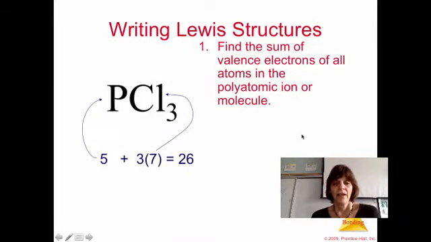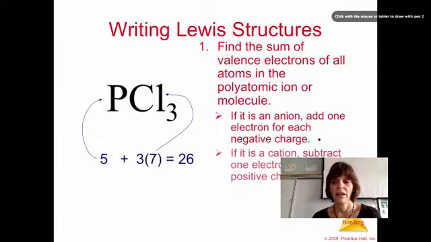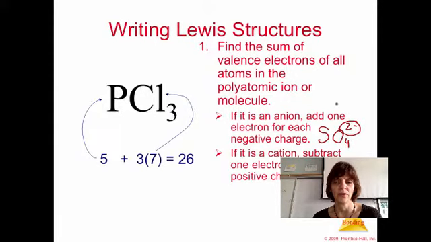All right, quick review on writing Lewis structures. Find the sum of all the valence electrons. If it's an anion, such as in sulfate, SO4 with a 2 minus charge, then you would add 2 electrons to the total. If it's a positive cation, NH4 plus, you subtract an electron for that ion.